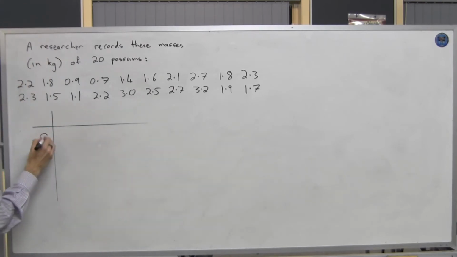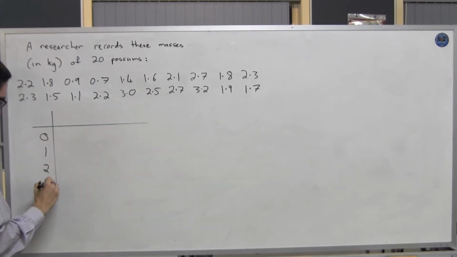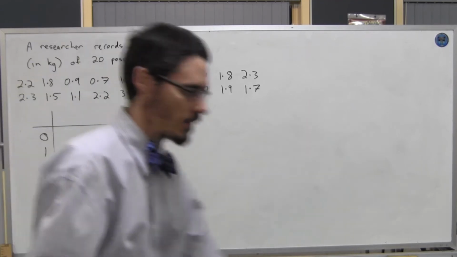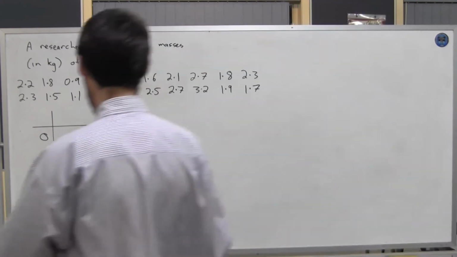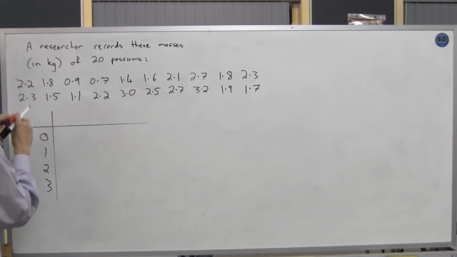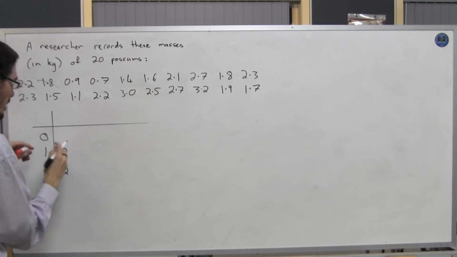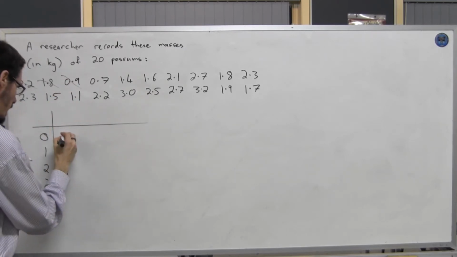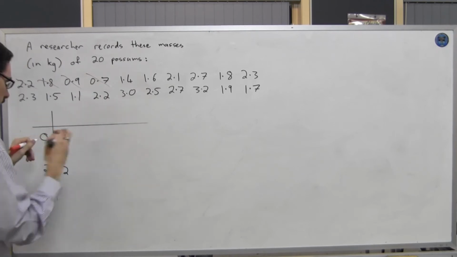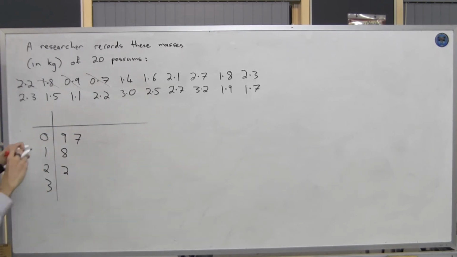So we're going to have 0, 1, 2, and 3. And then we're going to put the data points in. 2.2, 1.8, 0.9, 0.7. Can you see what I'm doing?